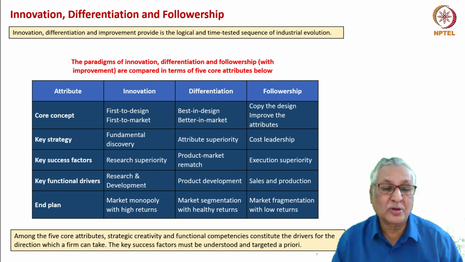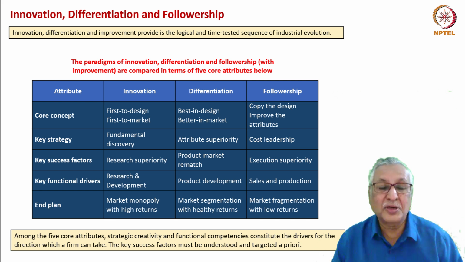The end plan or the end game, as you may call it, in respect of innovation is market monopoly with high returns. For differentiation, it is market segmentation with healthy returns. And for followership, it is market fragmentation with low returns. From this itself, you can understand how industries get formed.